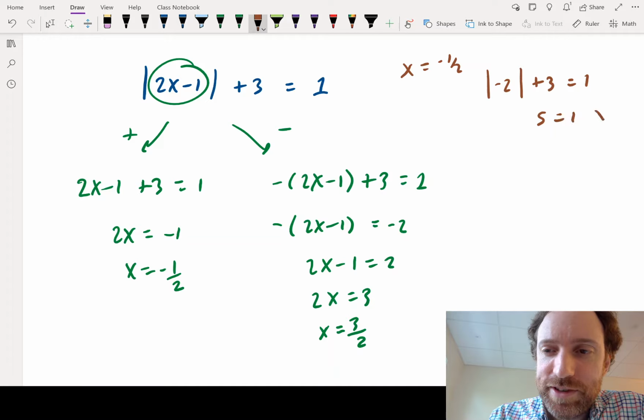Next, let's talk about rational equations. Rational equations are equations where you have some sort of rational expression, meaning some sort of fractions. We've dealt with rational expressions before. Now it's time to solve some rational equations. So go ahead and pause and try to solve this.